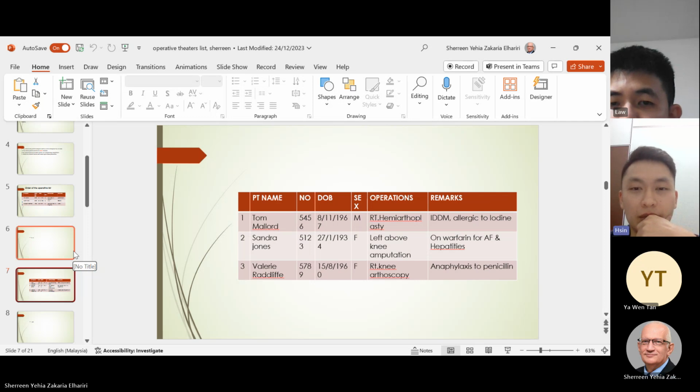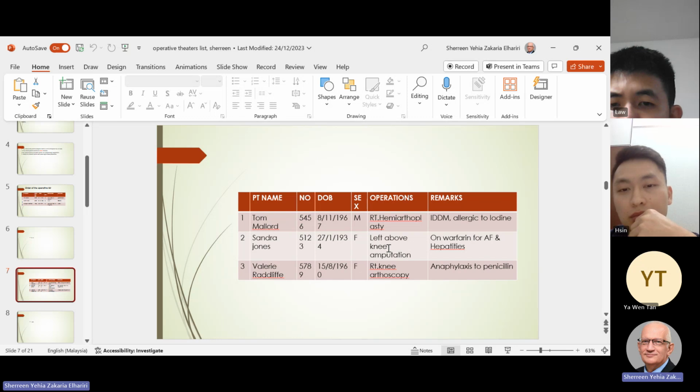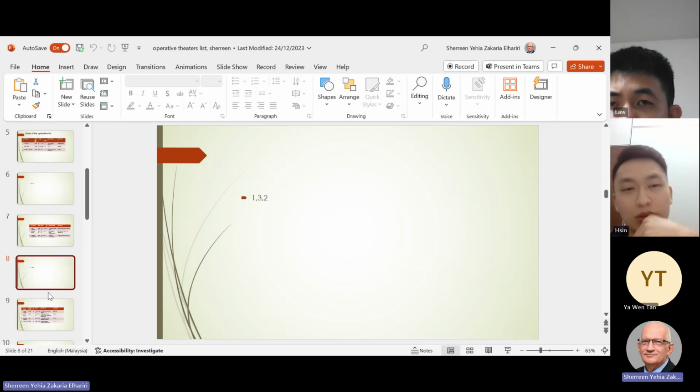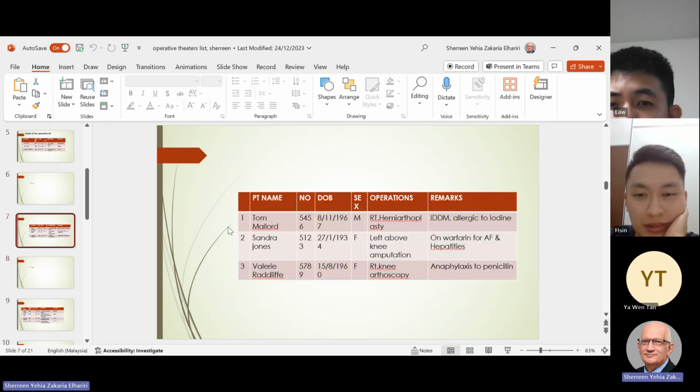Then the right hemiarthroplasty second, and the last one is the left above knee amputation. So you start with 3, 1, 2. Of course, 2 is hepatitis, so it must be at the end.